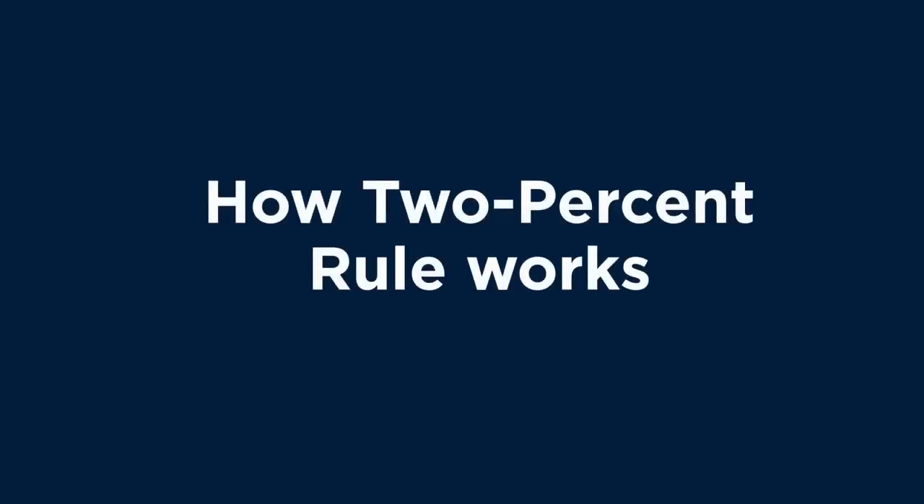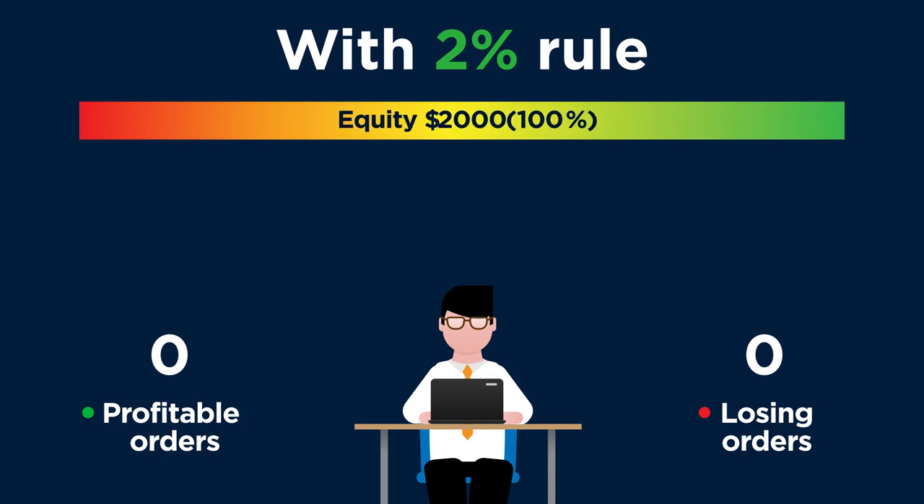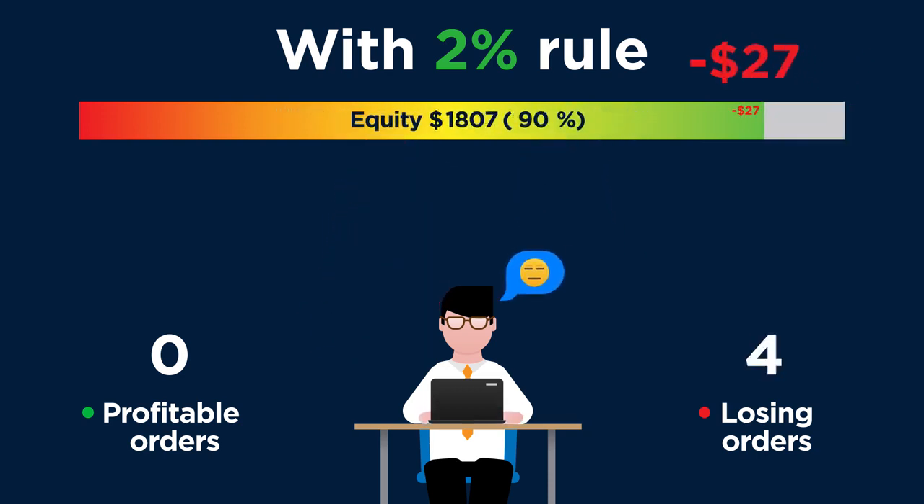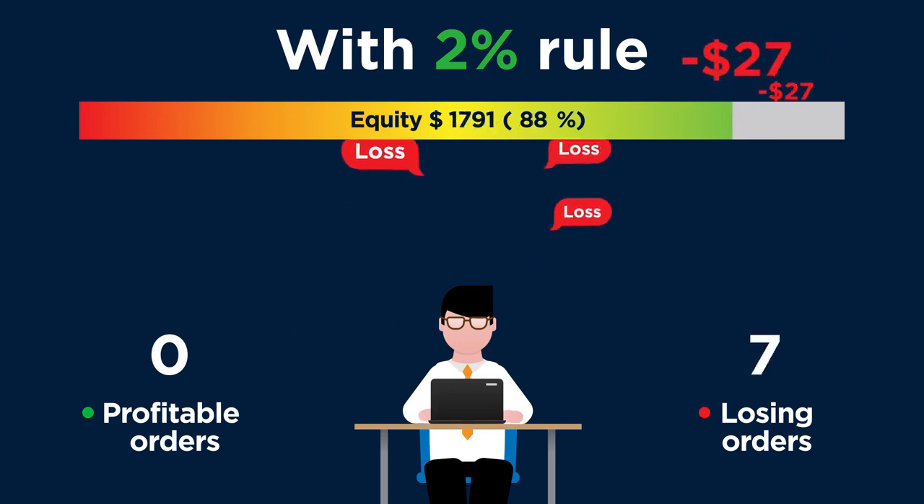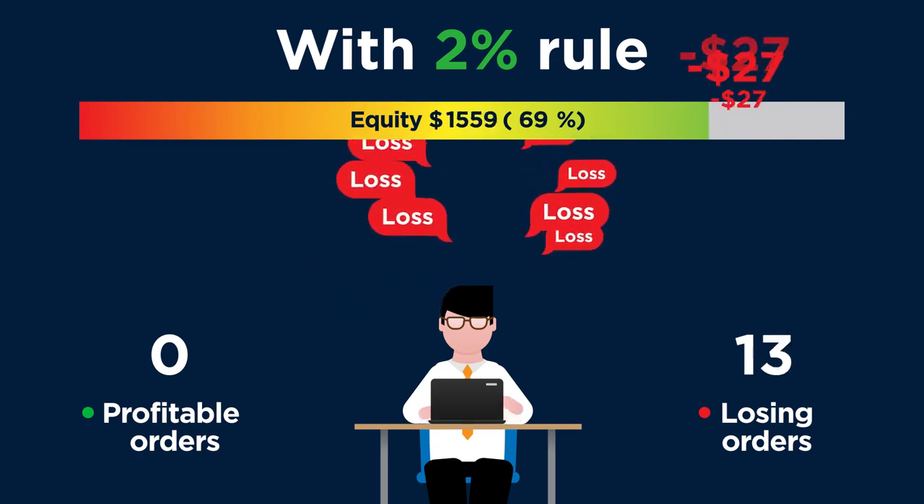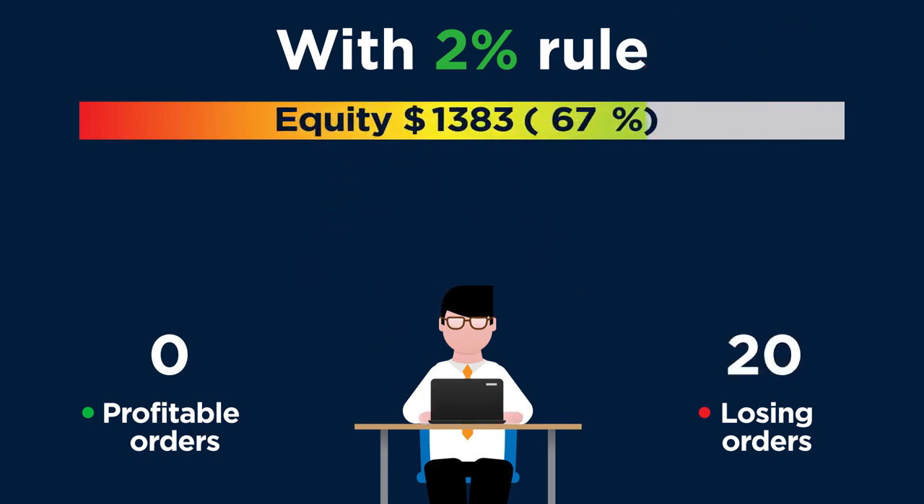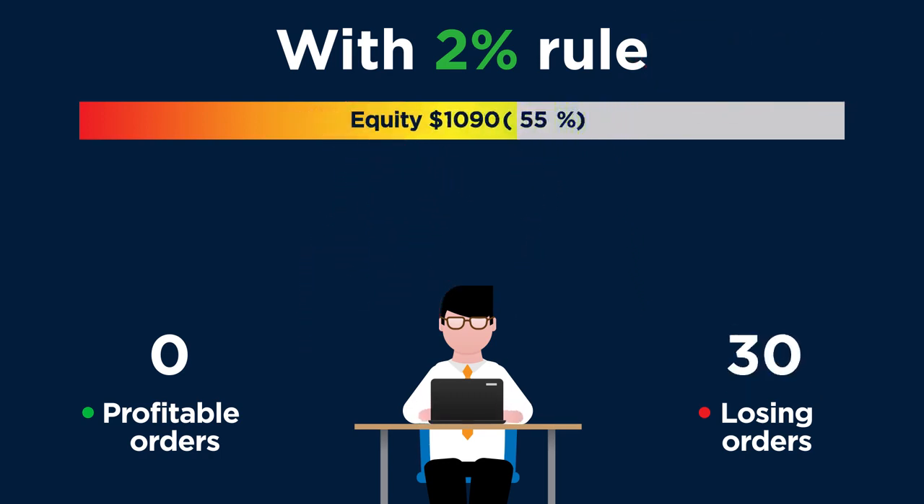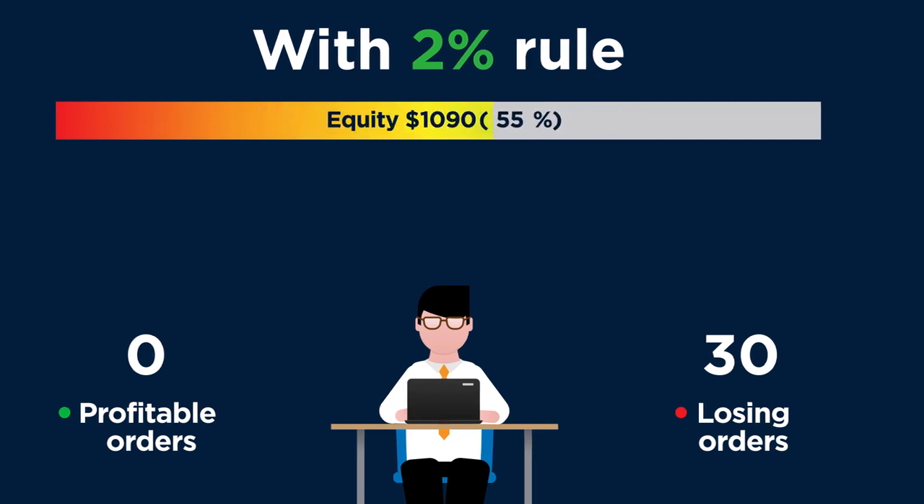How 2% rule works. Imagine you have $2,000 in your trading account. After 5 losing orders in a row, you'll have $1,807 in your account. 10 losing orders will reduce your balance to $1,634. After 20 losing orders, you'll have $1,335 remaining. After 30 losing orders, you'll still have $1,090 in your account balance. 55% of your initial investment.